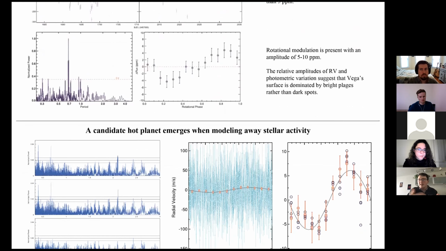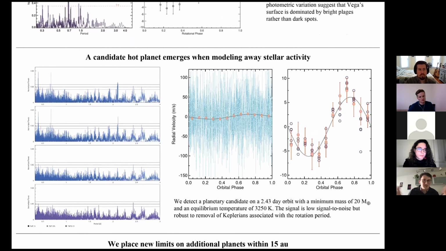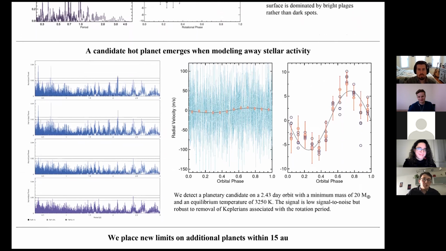So now that we've looked at this activity signal in depth, we can really begin to search for planets, which I know is the reason why we're all here. We need to begin by first accounting for this activity signal because it is extremely dominant and it makes it difficult to discern what signals might be noise and what else isn't.